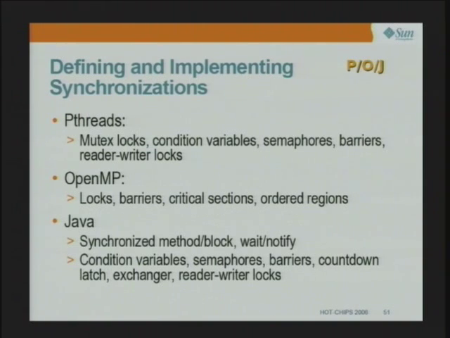So for synchronizations, pthreads provides mutex locks, condition variables, semaphores, barriers, and read-write locks. OpenMP provides locks, barriers, critical sections, and ordered regions. For Java, they have a set of locks. All those things are pretty low level. You want to really map them to the logic that you have in your program.